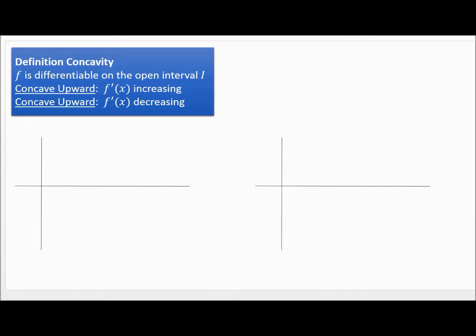Hope you're doing well today. So we're going to talk about concavity in this section along with the second derivative test, which relates directly to concavity. Have a definition for you right off the bat.